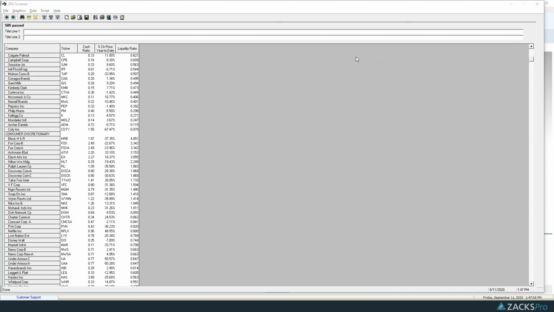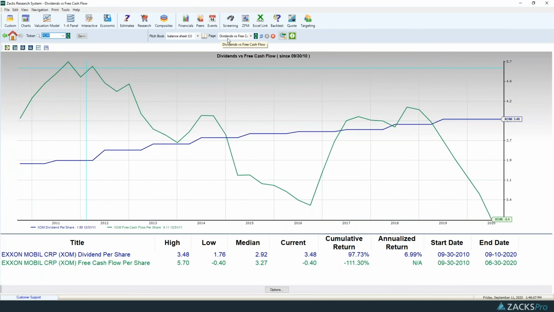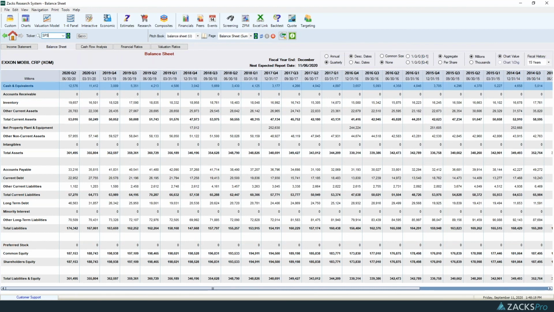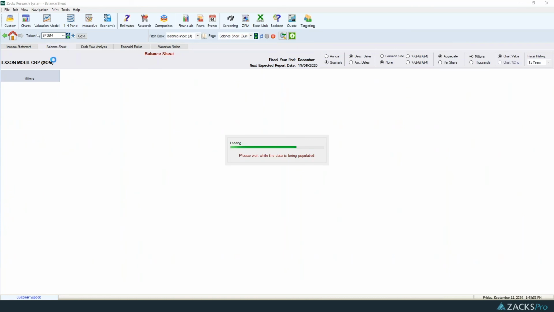Another question is, compare only one-to-one, or can you group? Can a group be compared? Yes, you can absolutely compare a group. So if you wanted to see, for example, the balance sheet of the energy sector overall, that's absolutely capable of being done. If I were to type in, we have a special ticker for this called SP5EM. That refers to S&P 500 energy market cap weighted. And if I were to enter that into this balance sheet here, then this is going to give us the weighted average balance sheet of the entire energy sector.